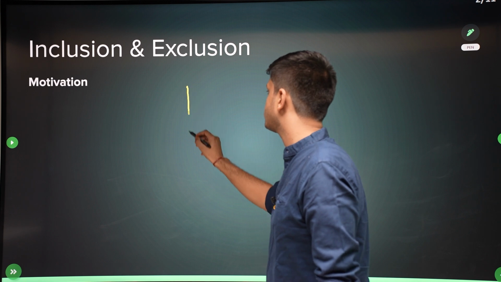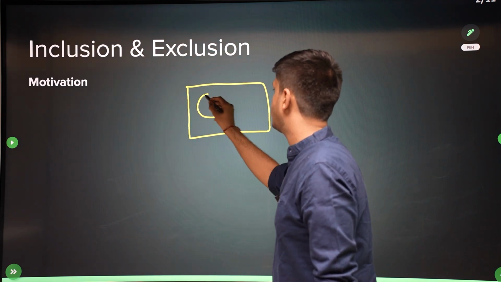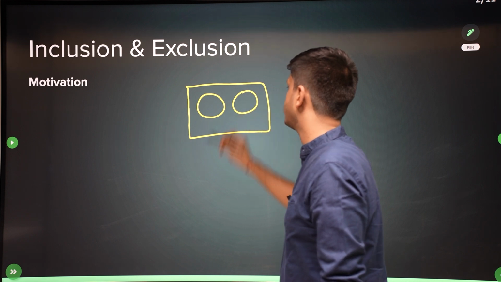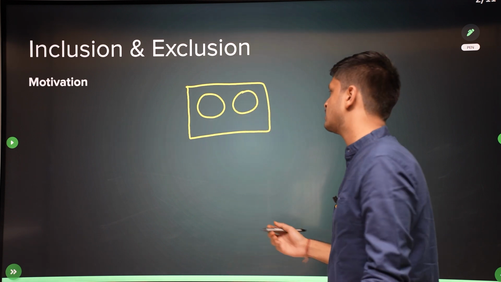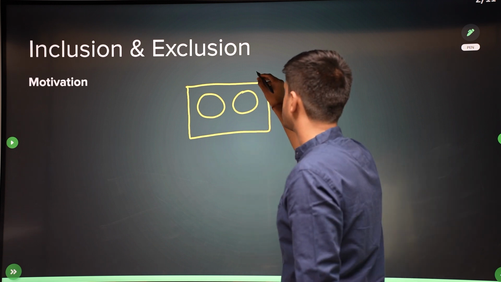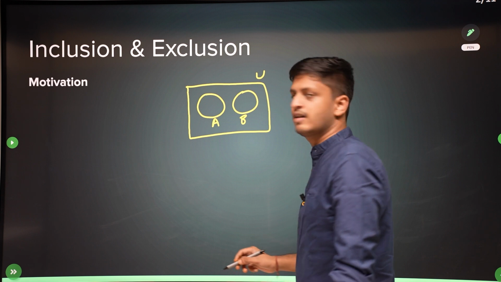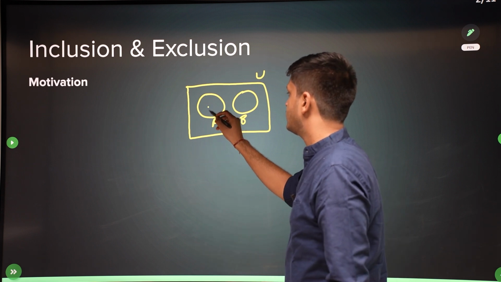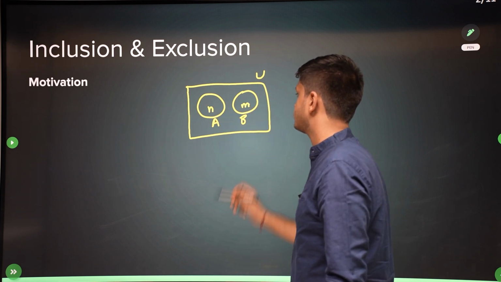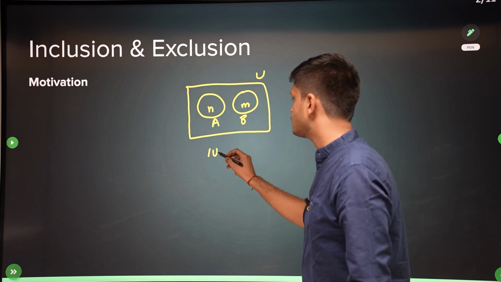So let's say this is our universe, and I will use a few terms from set theory right now. If you don't know set theory, it's okay, you will still understand the concept I'm trying to say. So this is our universe. Let's say this is my set A and this is my set B, and set A contains n elements and set B contains m elements. Then the union of these two sets.